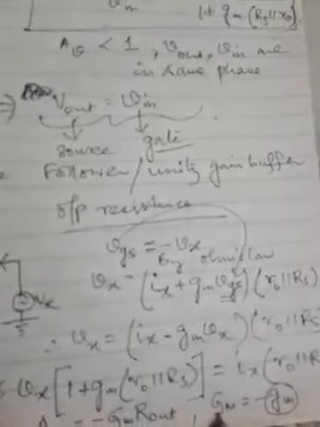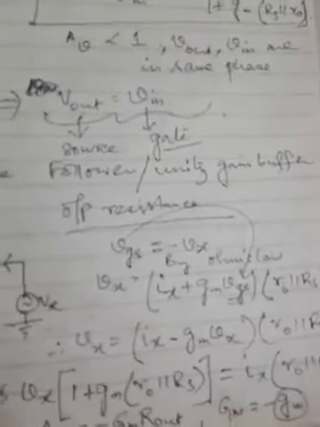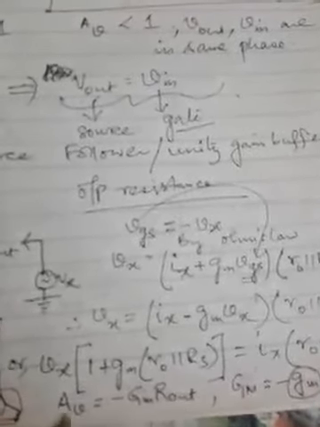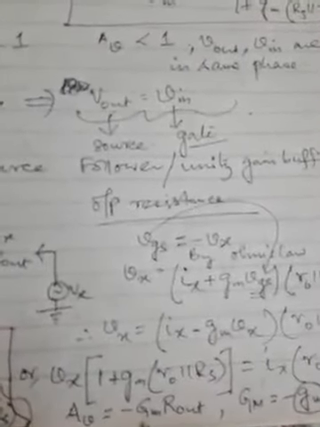Now we have introduced a new term, capital Gm. Let us see what capital Gm actually is, so that we can introduce this equation, the relation between AV and Rout through this capital Gm with a negative sign.